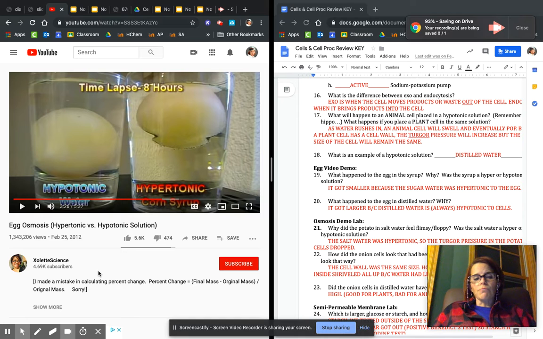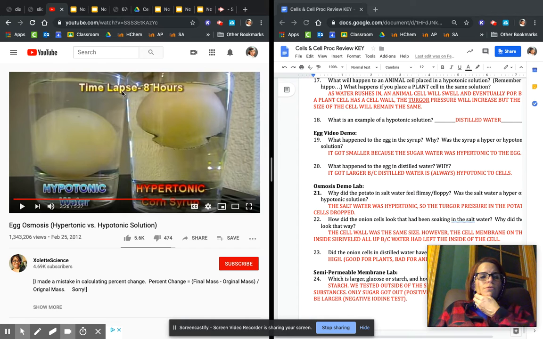There we go. So remember that when the woman placed the egg into a hypotonic solution, which was just distilled water, the egg got really, really big. And when she placed it into corn syrup, which was very thick and had very little water in it, that's a hypertonic solution. The egg shriveled up and it got a lot smaller. I think that's about it. Let's move on to the Osmosis Demo Lab.